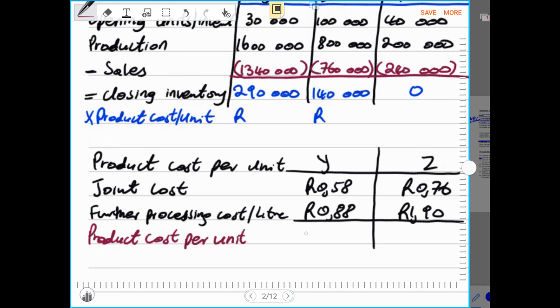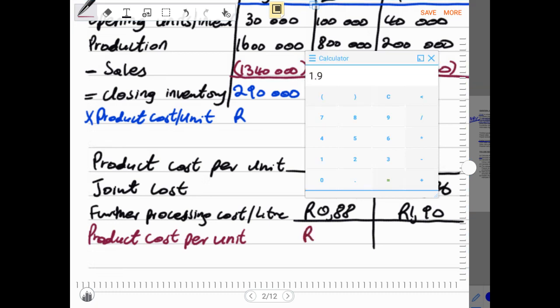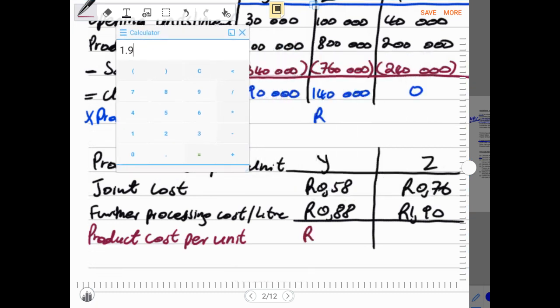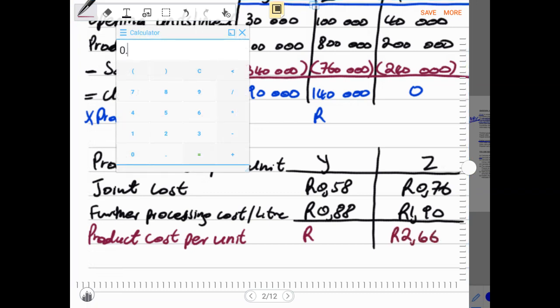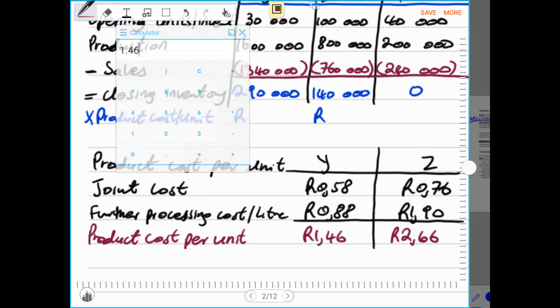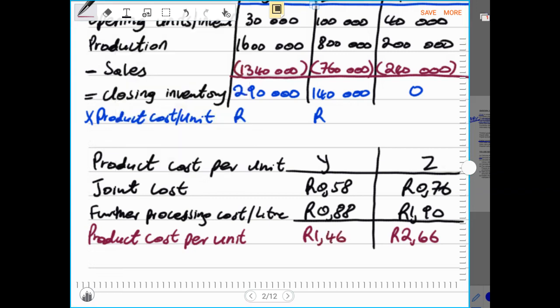And our product cost per unit will be 1.90 plus 0.76, and it will give us 2.66 cents. 0.58 plus 0.88, and this will give us 1.46 cents. So now we can say 1.46 cents and 2.66 cents. Then this will be the value of closing inventory.